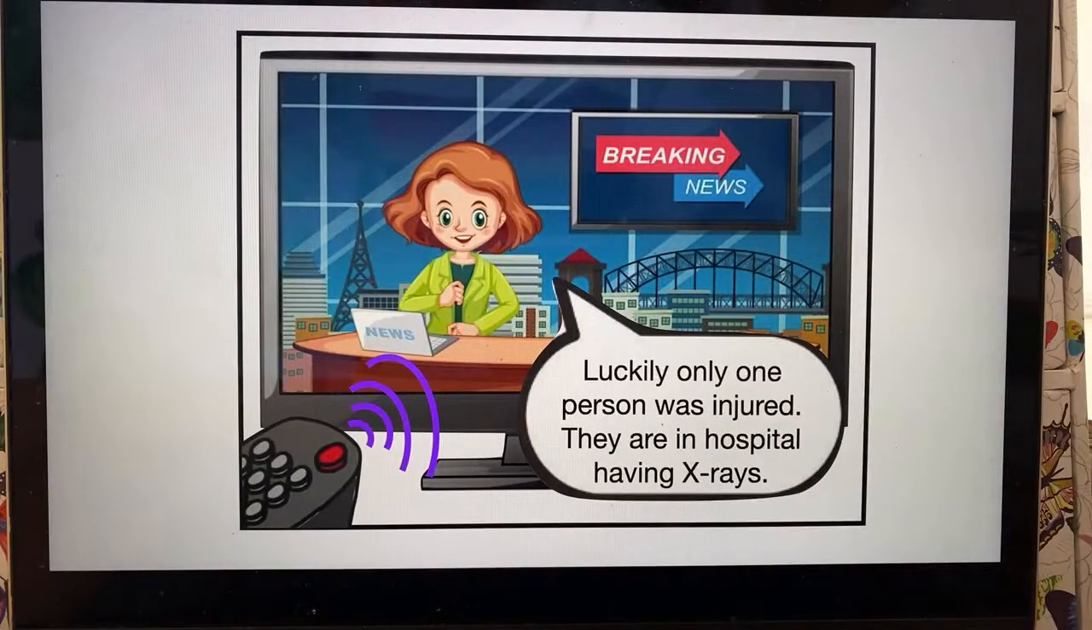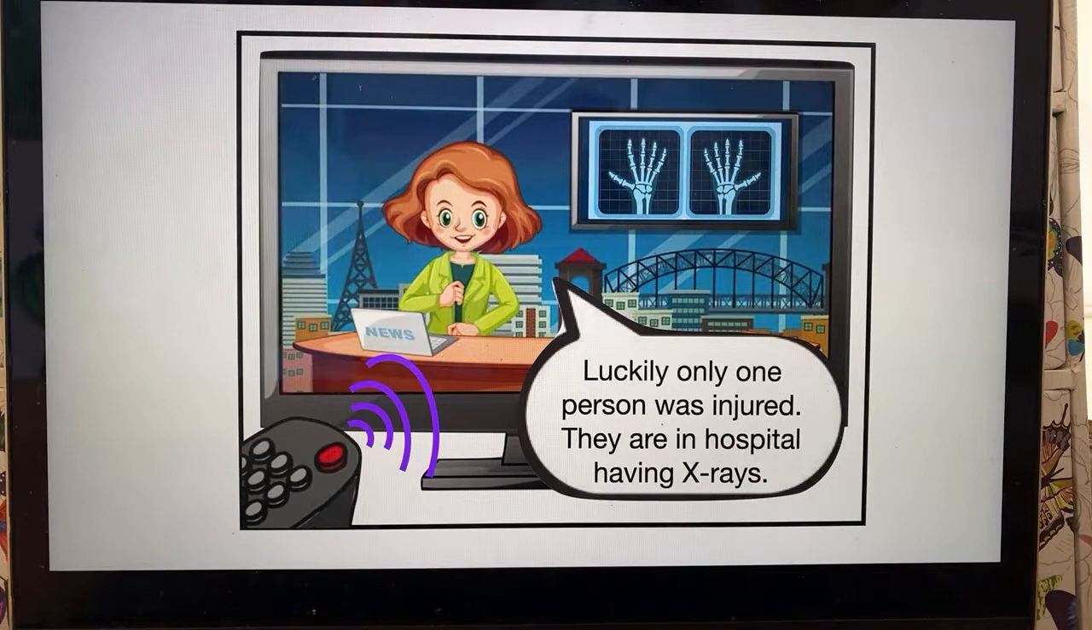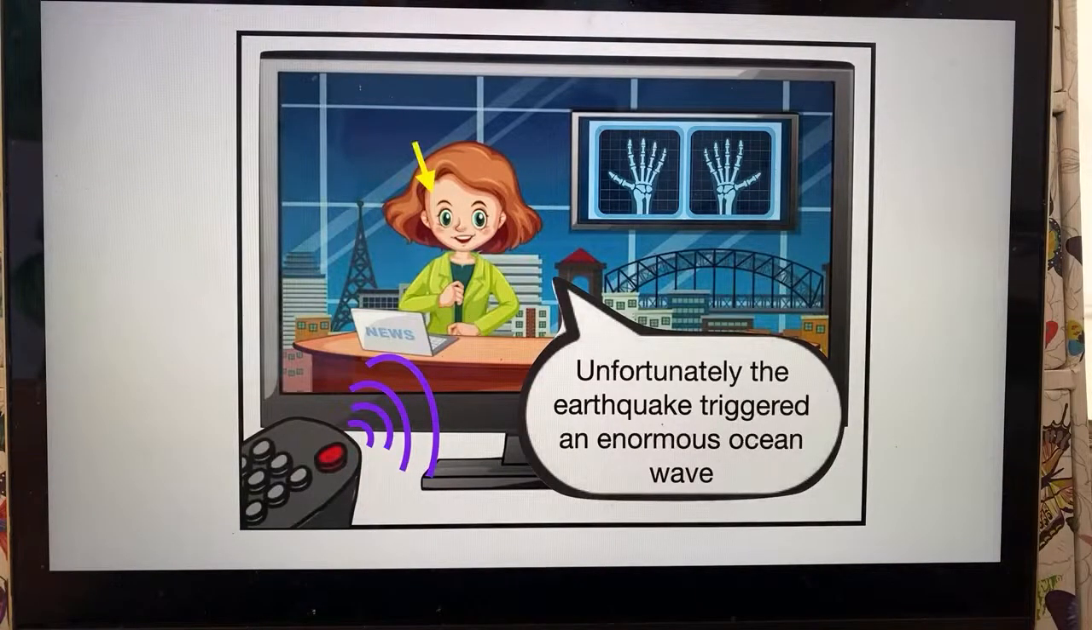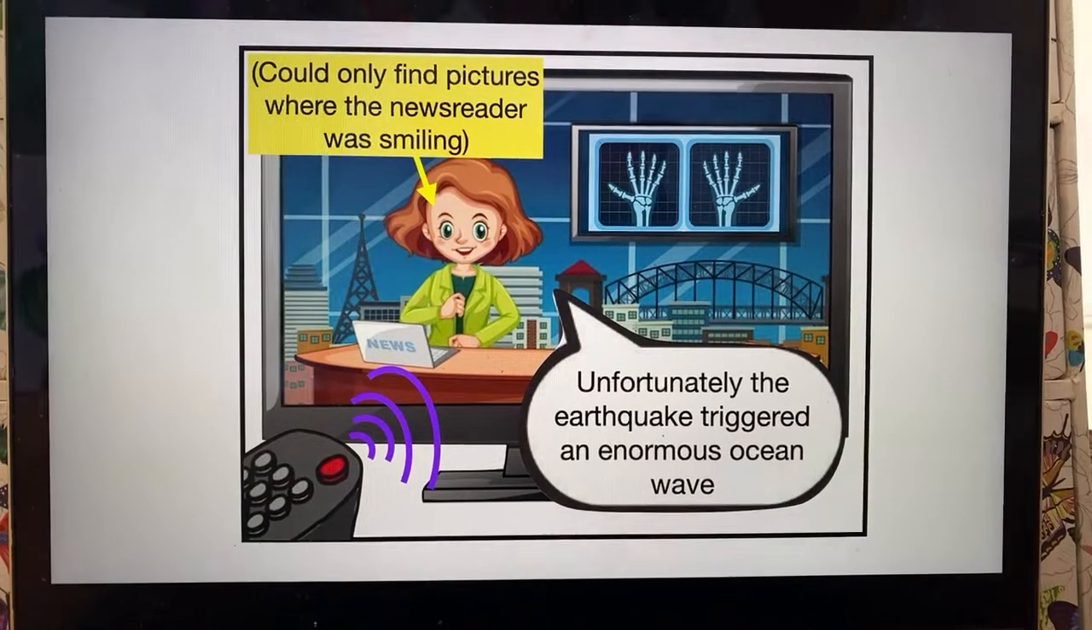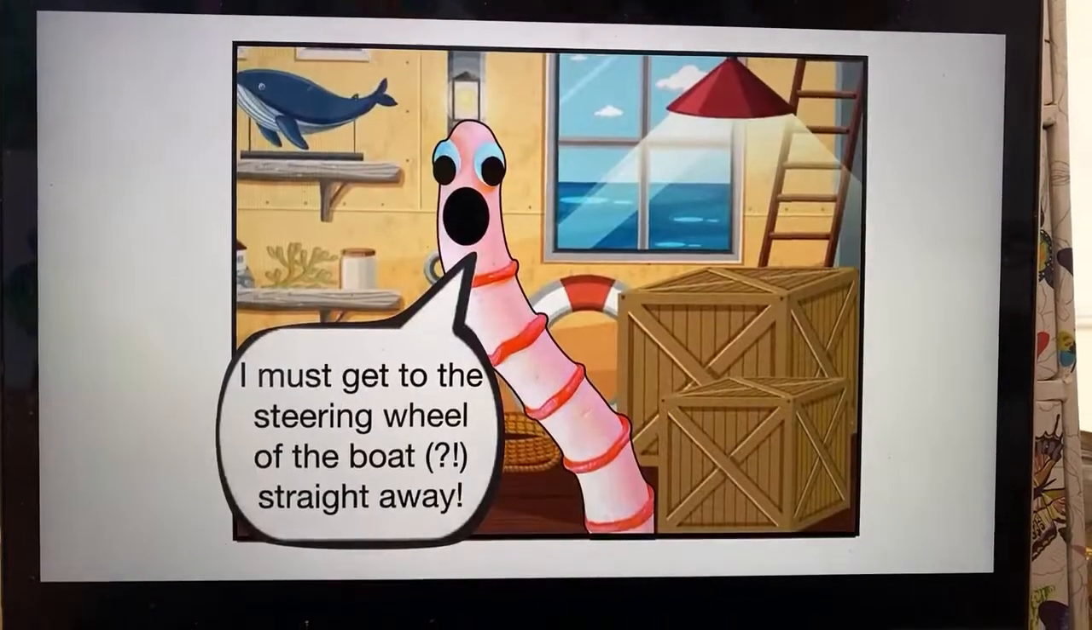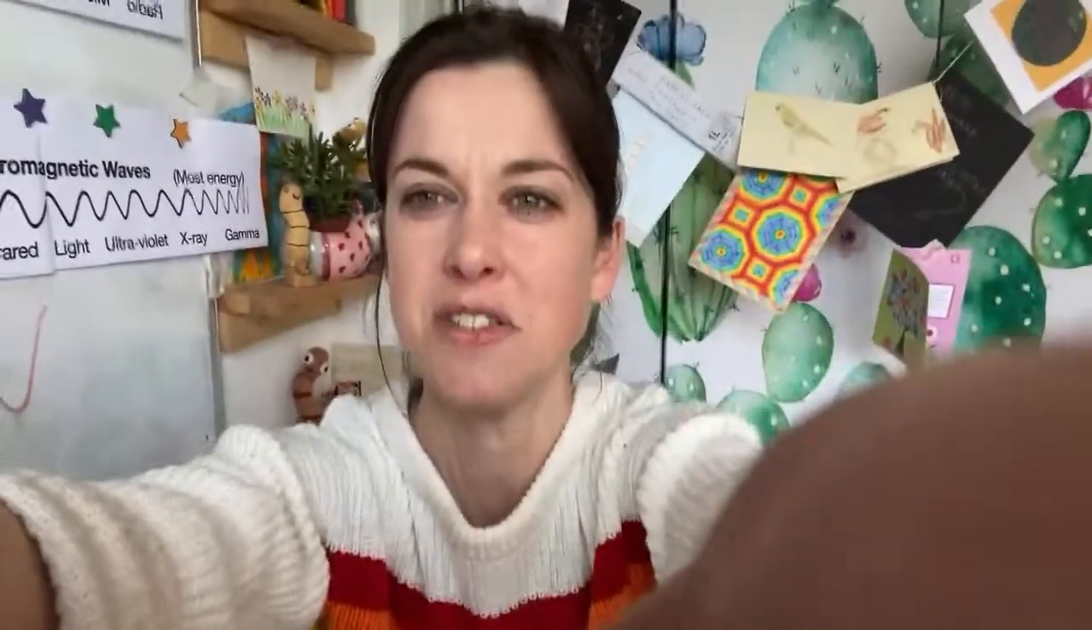Luckily, only one person was injured. They are in hospital having x-rays, says the newsreader. Unfortunately, the earthquake triggered an enormous ocean wave. We saw last week how the newsreader is evil. Sorry about that. So, it's not terribly subtle, this, is it?